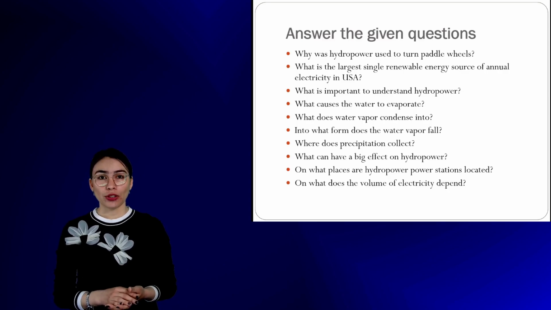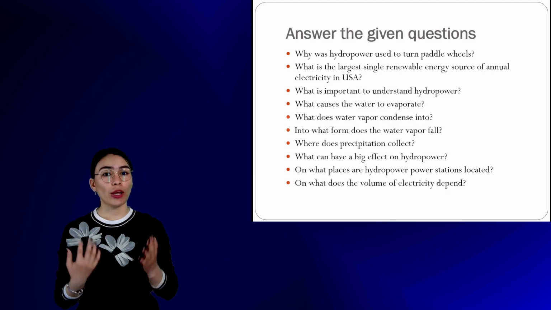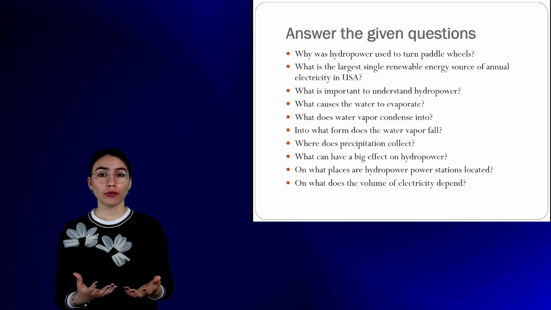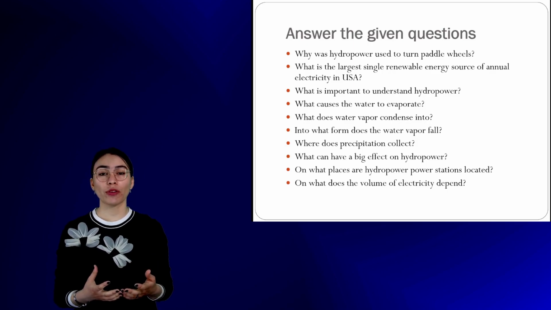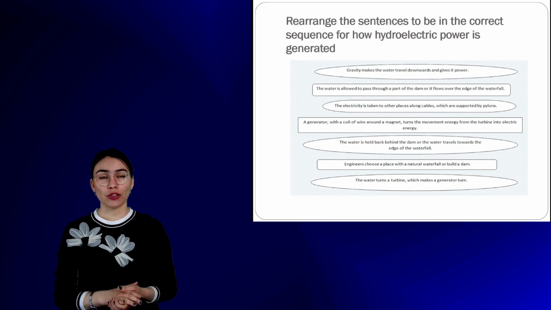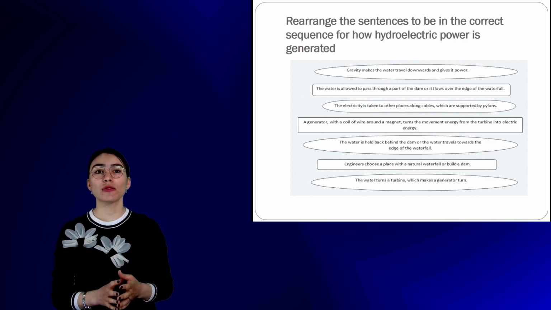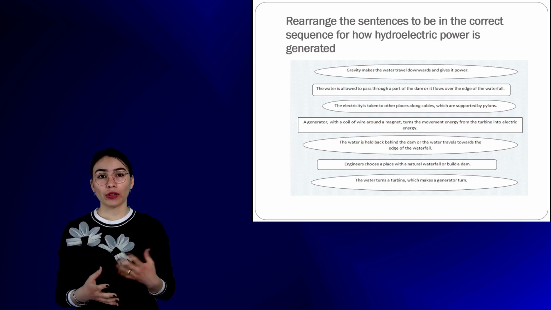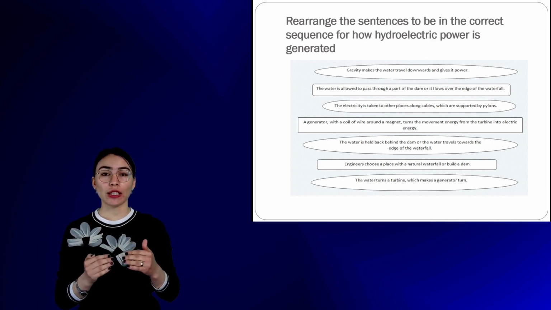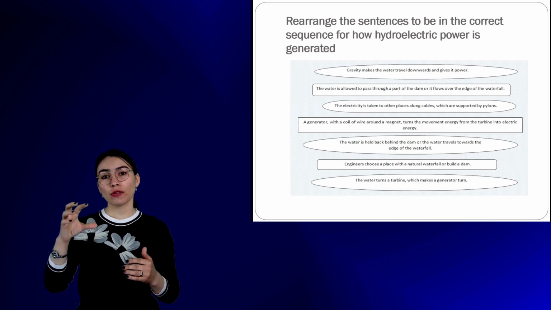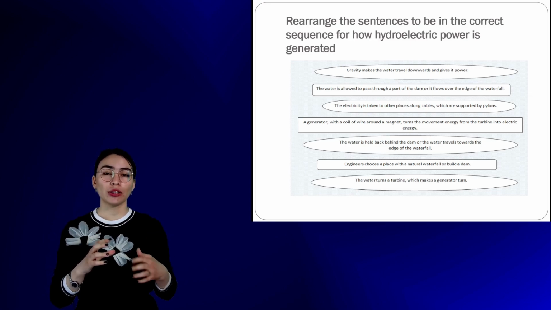Next is answering the questions. The answers we have talked about already, so you can just revise the topic that we have talked about now and discuss with your friends and find answers to these questions. The next task is about rearranging the sentences to be in the correct sequence for how hydroelectrical power is generated. You can rearrange the sequence of the process. You have to put the first stage first and the others later.